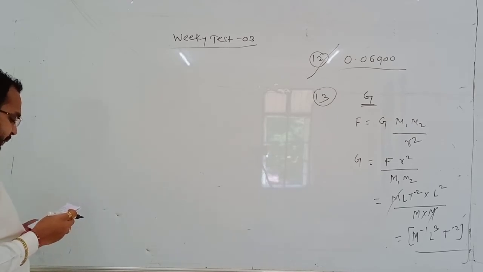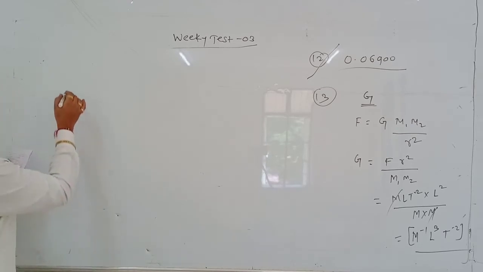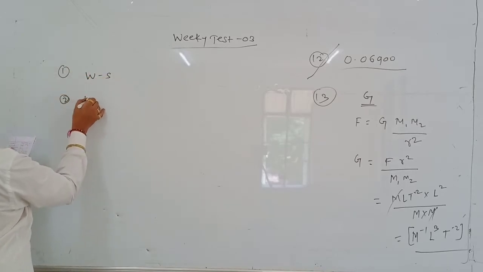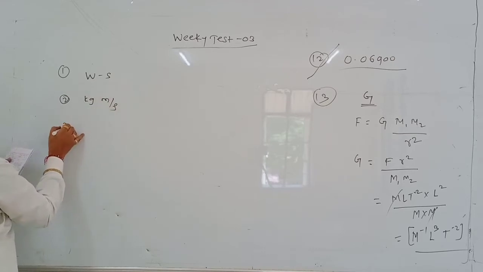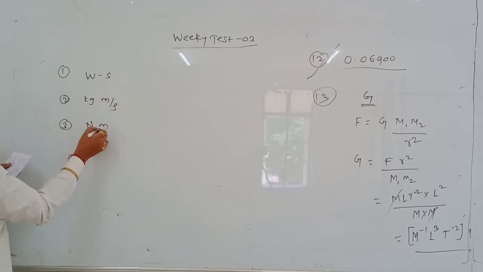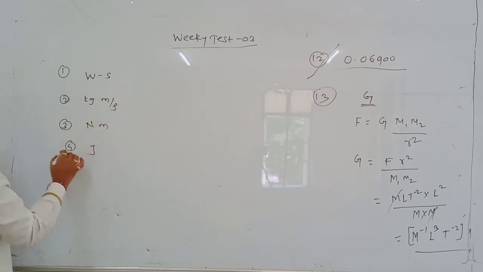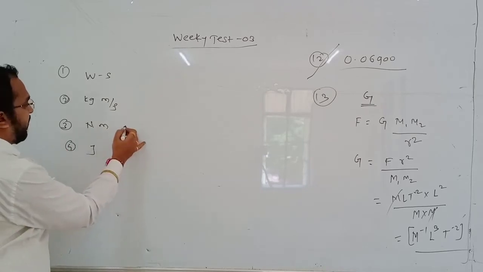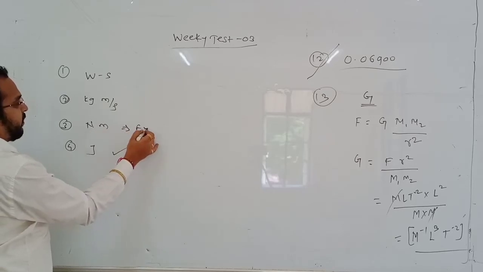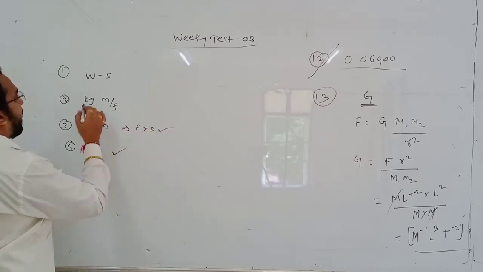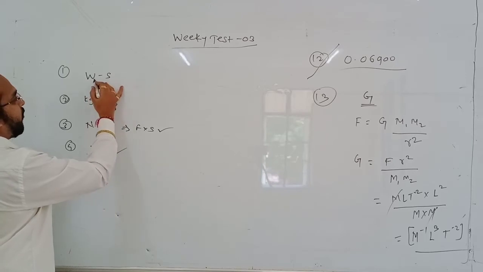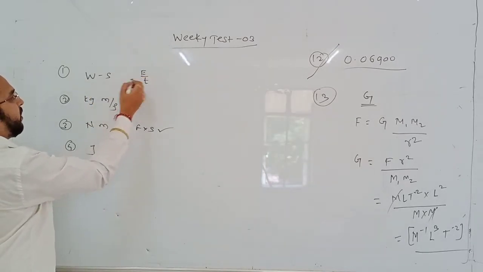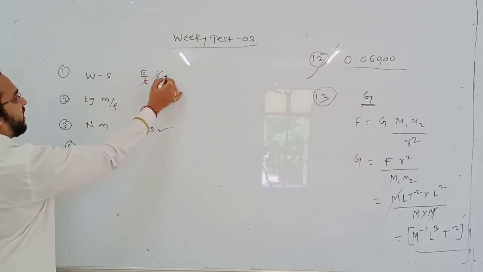Now next question, which one of the following is not the unit of energy? First is watt second, second is kg meter per second, third is newton meter, and fourth is joule. Joule is the unit of energy, that is correct. Newton meter means newton force, meter displacement, that is also correct. Watt second: what is watt? Power is energy upon time. So I can write energy upon time, and second is for time, it cancels, so it is the unit of energy.